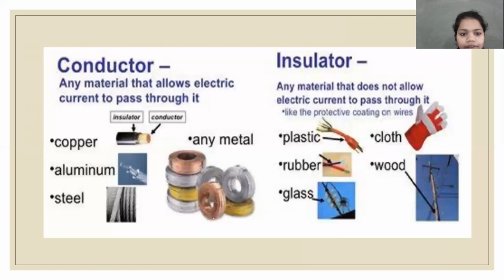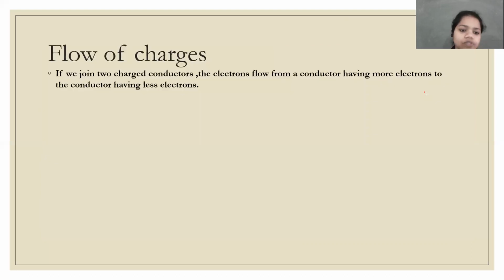Okay. Now next, let us talk about conductors and insulators. Conductors are those materials that allow current to pass through them, like different metals such as copper, aluminum, steel. They are all conductors because they allow electricity to pass through. And the materials which do not allow electricity to pass are known as insulators, for example, plastic, rubber, glass, etc. So one of the main conditions for the circuit to be complete is that all its parts should be conductors. When all the parts are of conductor type, then only current will pass through the circuit. Okay, so the next is flow of charges.